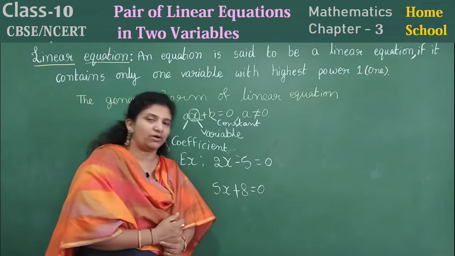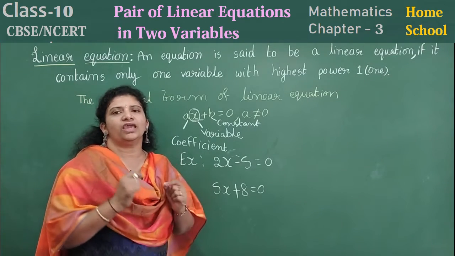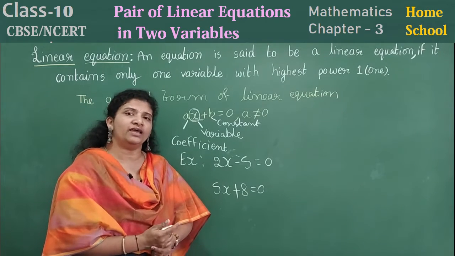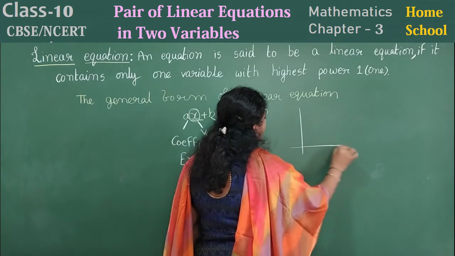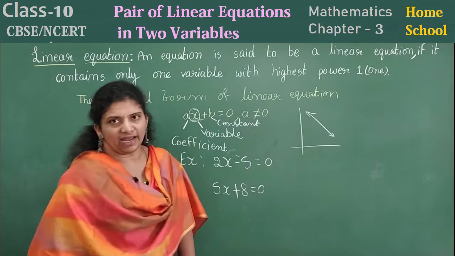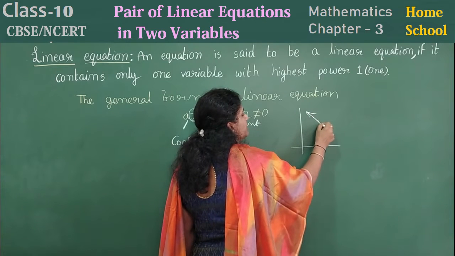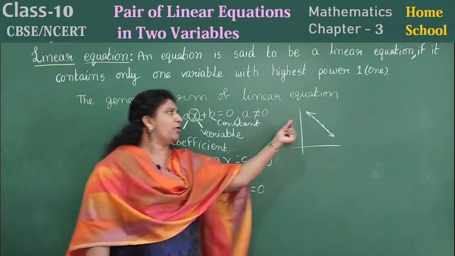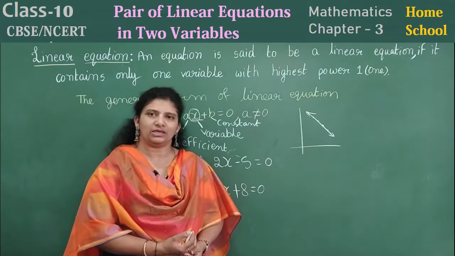And one more word I want to say, children. Always a linear equation, if you plot this equation in a graph, you are going to get a straight line. So look here. Suppose the same linear equation, if you are going to plot in a graph, you are going to get a straight line. And it has many solutions. See, every point on this line is a solution of this equation. Every point on the line is called a solution of a linear equation.